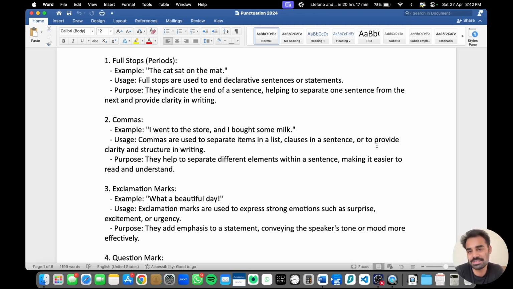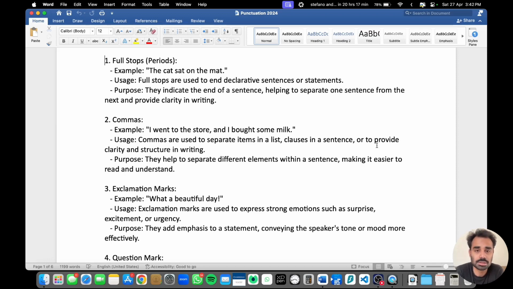The first example says: I went to the store, comma, and I bought some milk. Here, you can see that if I do not put the conjunction and, A-N-D, what would be the problem? The problem is that the comma alone cannot separate two independent clauses.